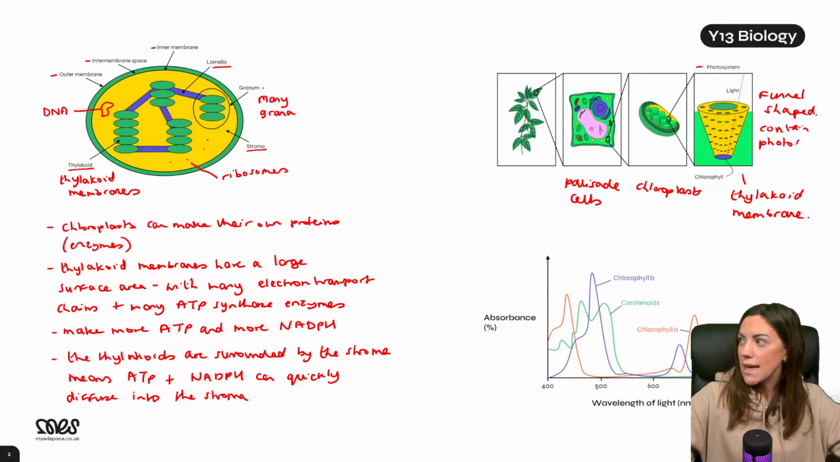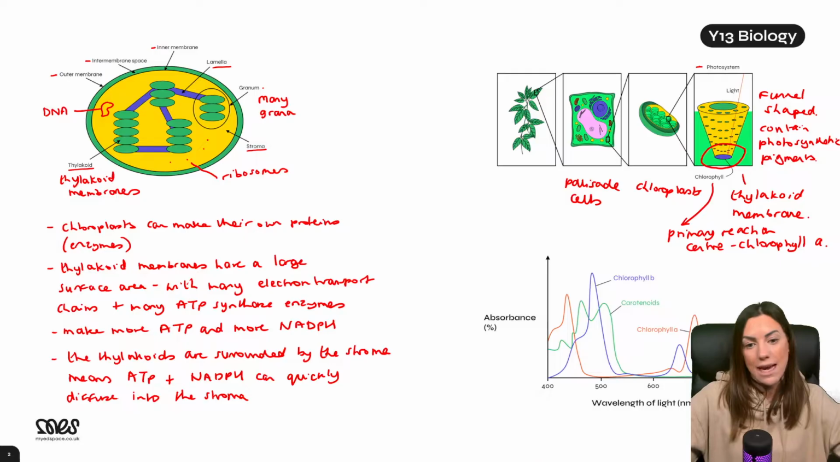So they contain photosynthetic pigments, and they're the pigments that absorb the light energy needed for the light dependent stage. Now, the main photosynthetic pigment is found here at the base of the photosystem, and that region is called the primary reaction center, and it contains chlorophyll A.